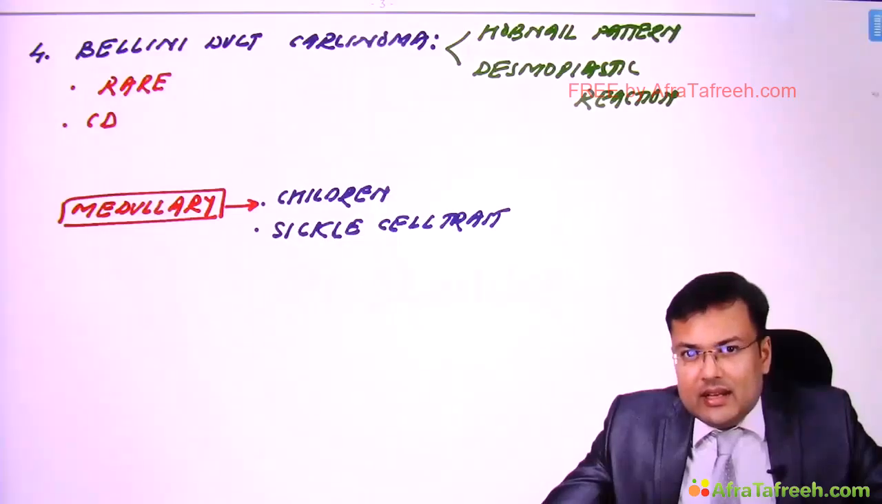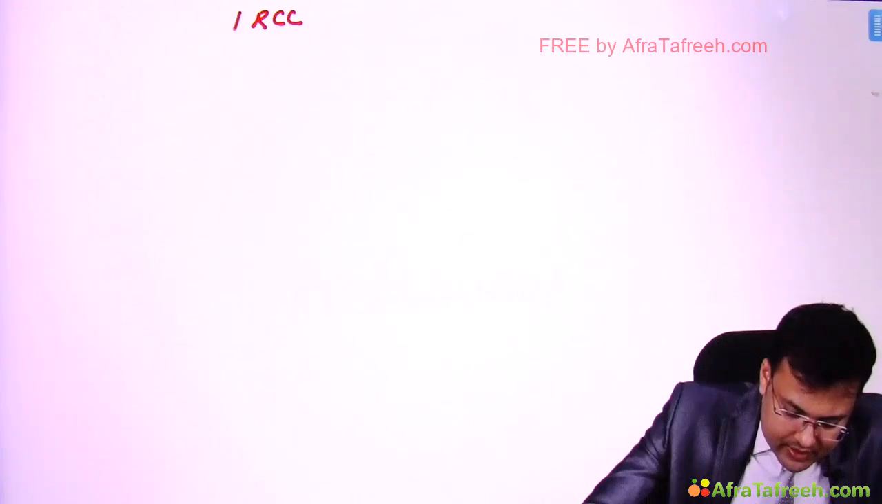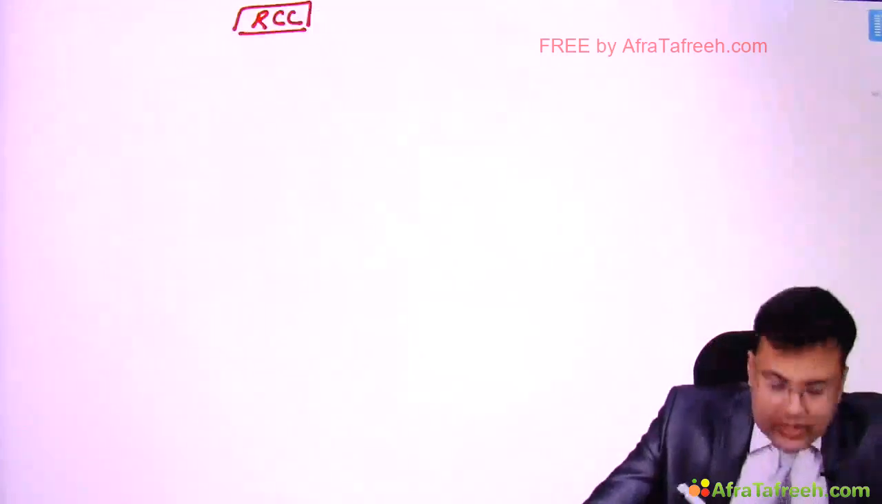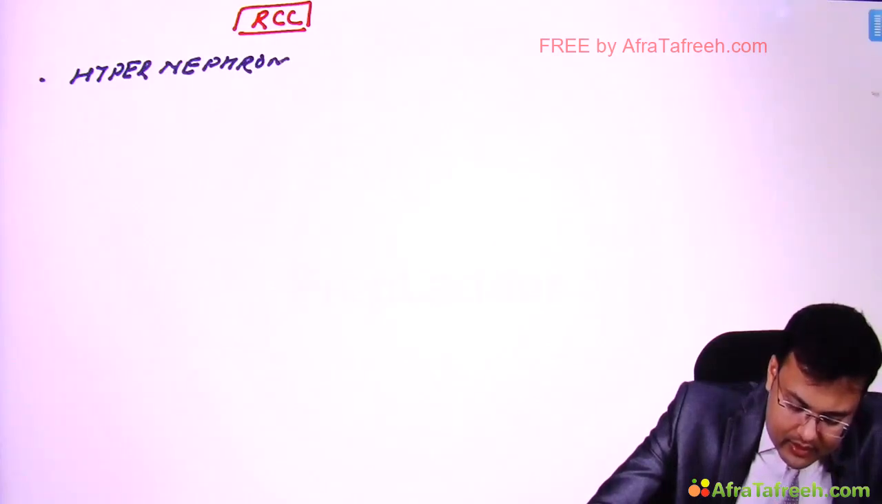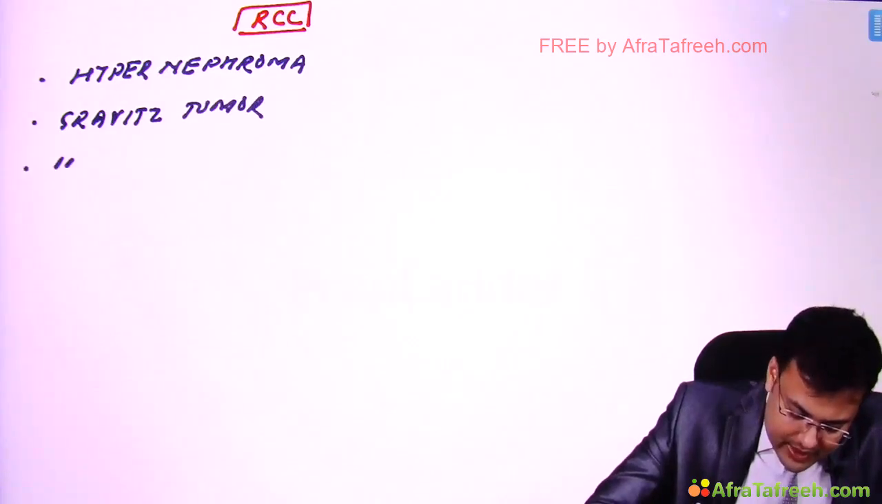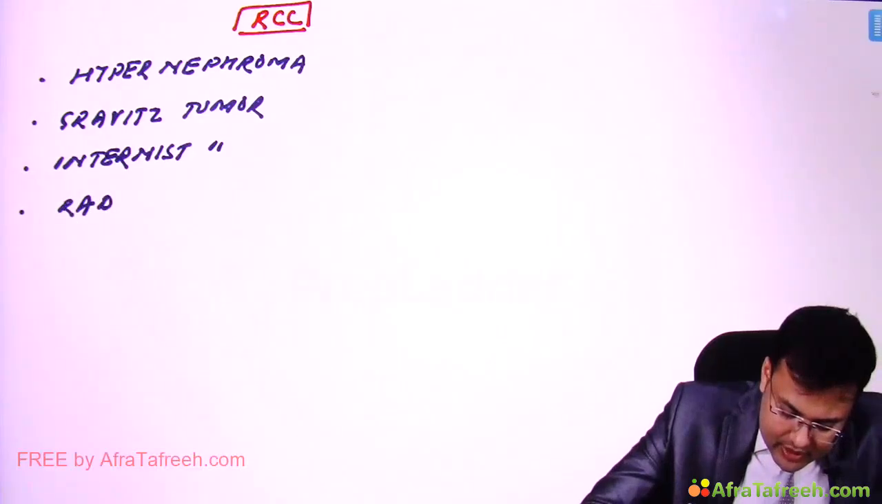Okay, so this is the pathological aspect. Let's discuss the surgical aspect. First question, what are the other names of renal cell carcinoma? First, it is known as hypernephroma. Other name is Grawitz's tumor. Other name is internist tumor, and the other name is radiologist tumor.